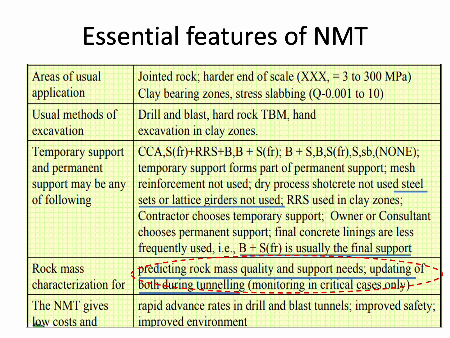Dry process shotcrete, not used. Steel sets or lattice girders, not used. Bolting and fiber-reinforced shotcrete is usually the final support. Rock mass characterization is by predicting rock mass quality and support needs, updating of both during tunneling, monitoring in critical cases only. The NMT gives low cost and rapid advance rate.